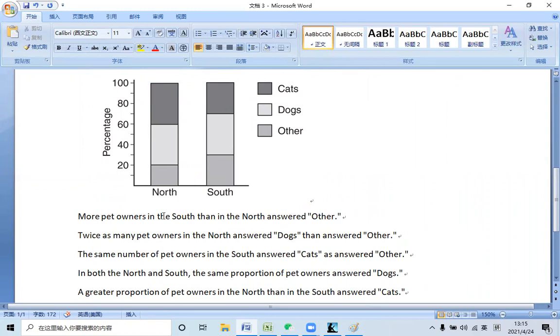Yeah, this one is not right. What is the problem? More pet owners. More means number. More pet owners in the south. Yeah, why is this a problem?